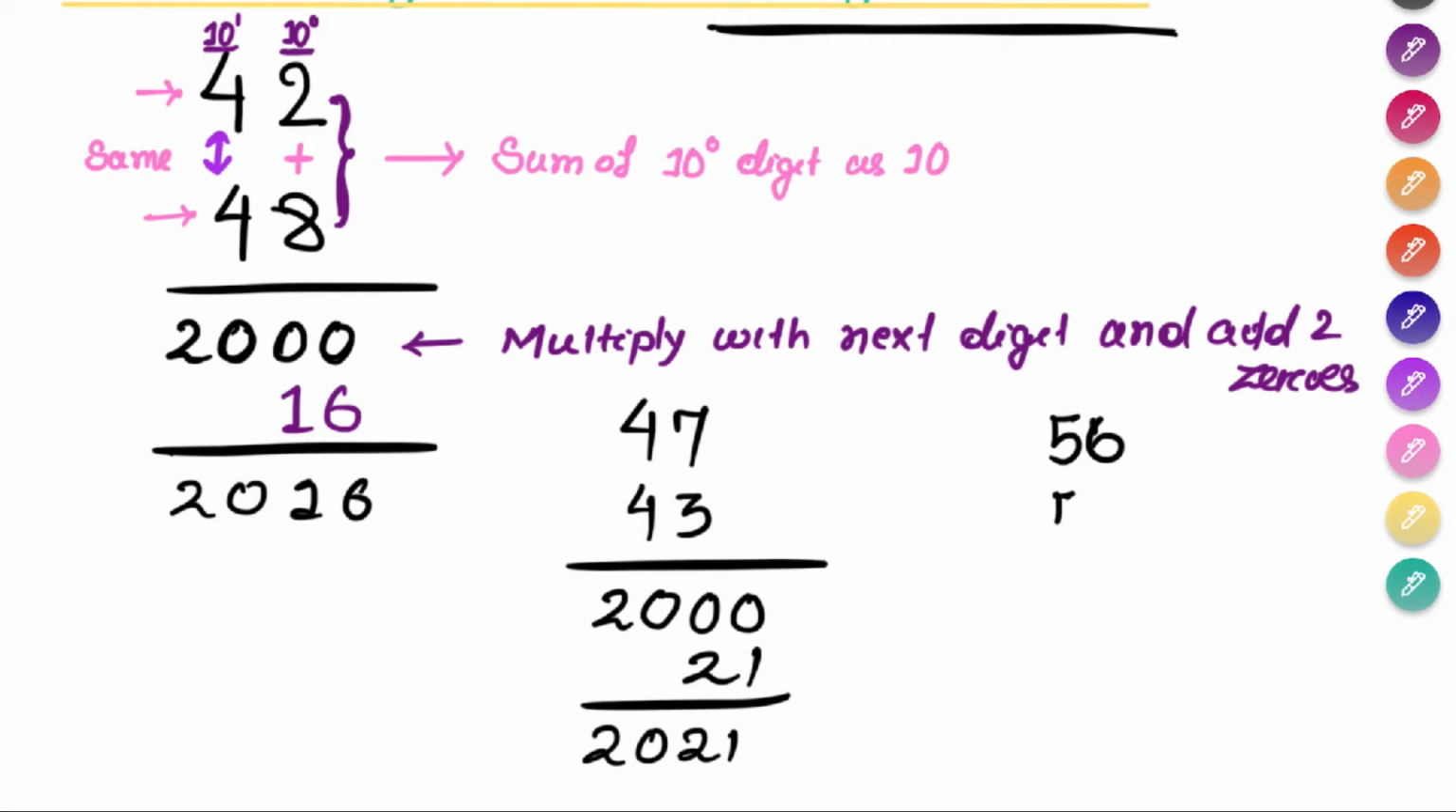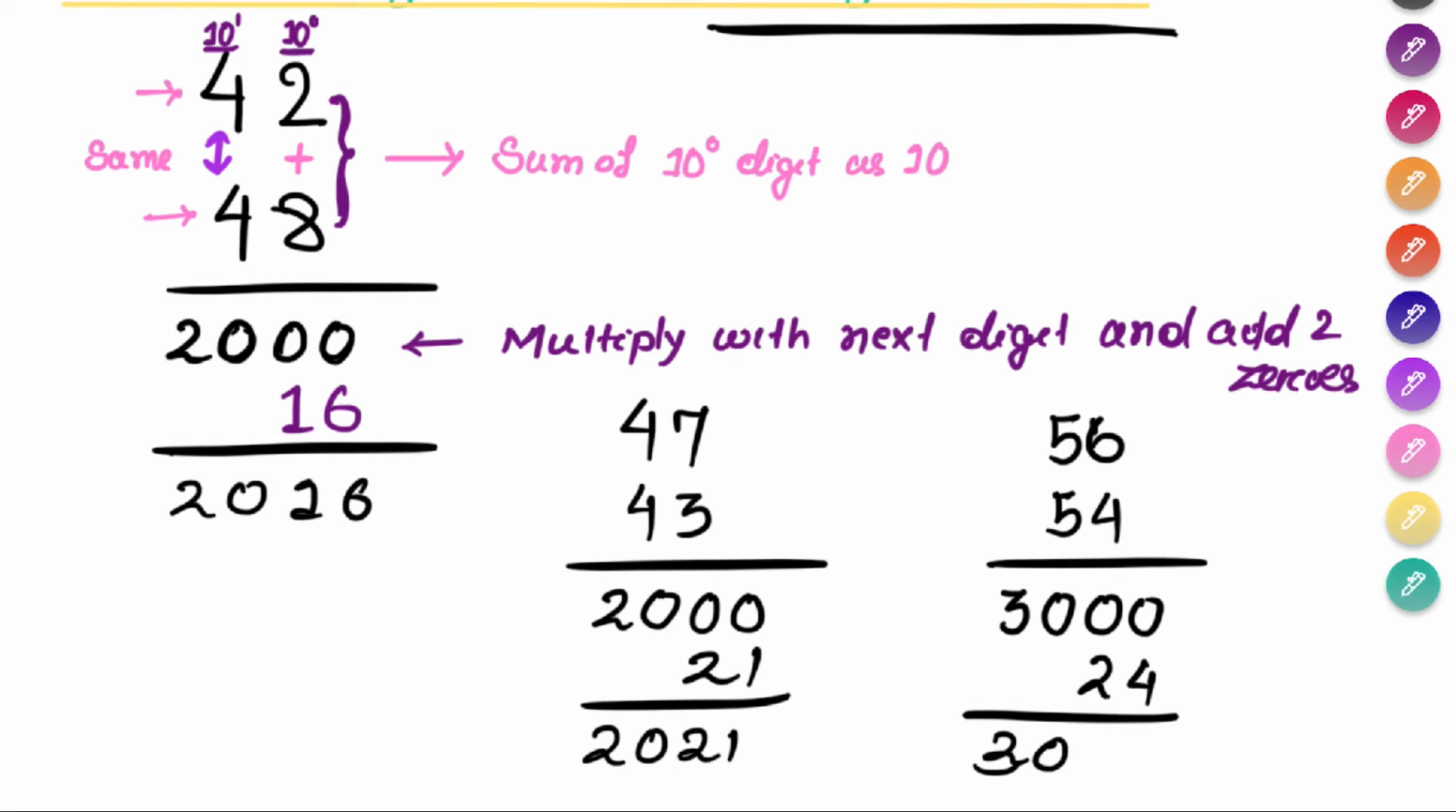56 into 54. Again the same case. In this case the unit digit sum to 10. The rest digit are same, that is 5. The digit after 5 is 6. So we multiply 5 by 6. So we get 30 and we add 2 zeros. Then we simply multiply the unit digit, that is 6 into 4, 24, and we get 3024. So isn't that easy? So that was the first method.